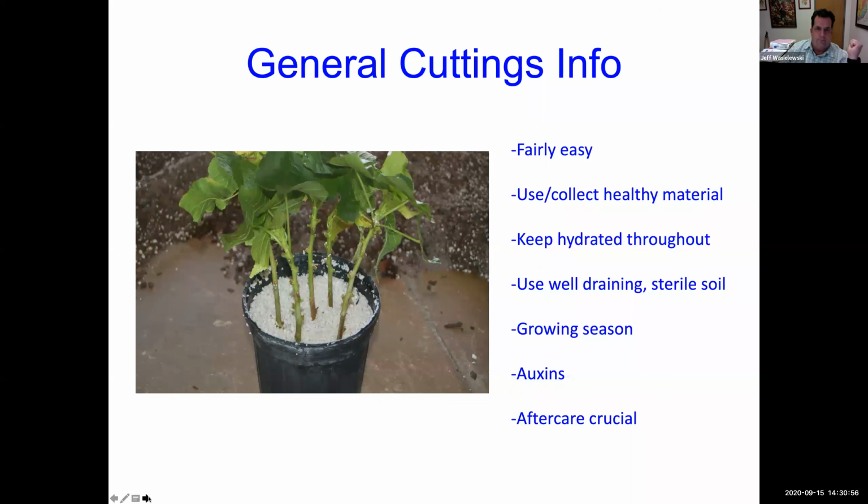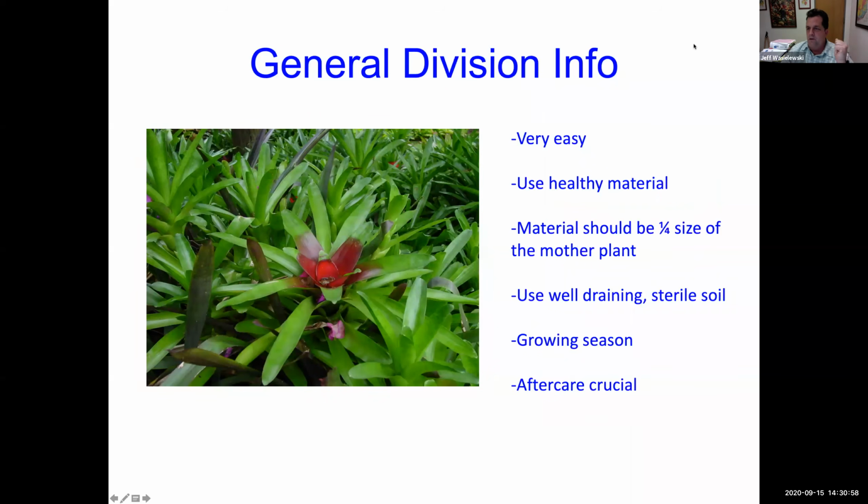Okay. All right, now we're going to finish up with division. We talked about cuttings. In the past, we've talked about air layers. We've talked about grafting. We've talked about seed. Our final propagation type is division. Division is very easy. You can almost make one cut, take a piece and throw it somewhere, and it will grow. You're going to use healthy material.